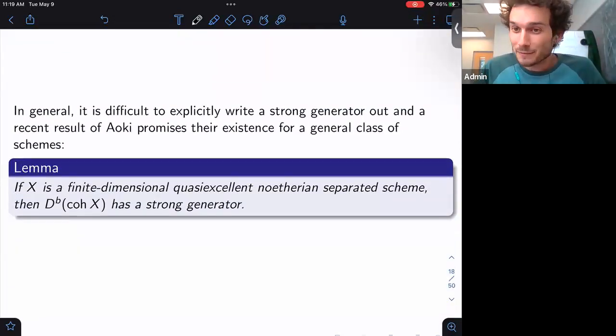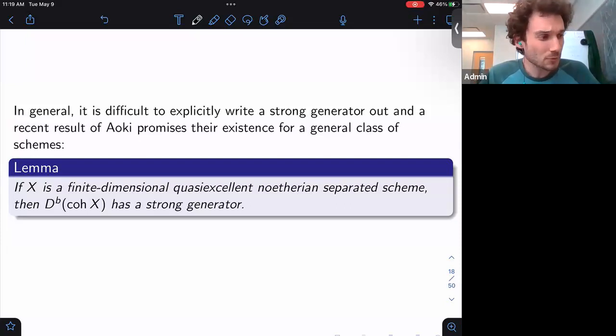So as some might know, in general, it can be hard to explicitly write out what a strong generator actually looks like. If I give you a ring, if I give you a scheme, can you write it out? And sometimes it's kind of hard to do. But we at least know of their existence for a general class of schemes. So this work has been done by Neeman. There's just many people that have been working on this. And I know if I say the list of names, it's not going to be comprehensive enough.